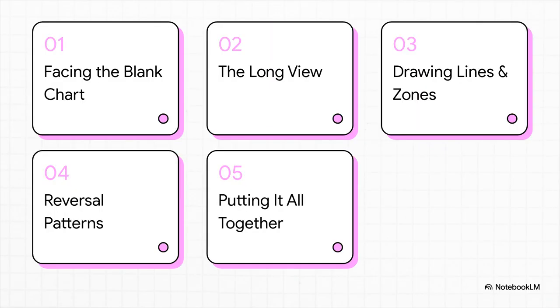Okay, here's our game plan. It's a simple 5-step roadmap to take us from total confusion to, hopefully, a lot more clarity. We'll face that blank chart, start with a long view, draw some lines and zones, spot some patterns, and then, you guessed it, put it all together.